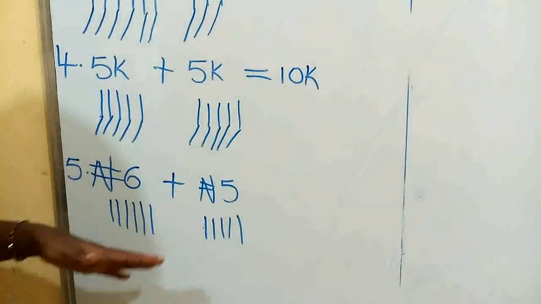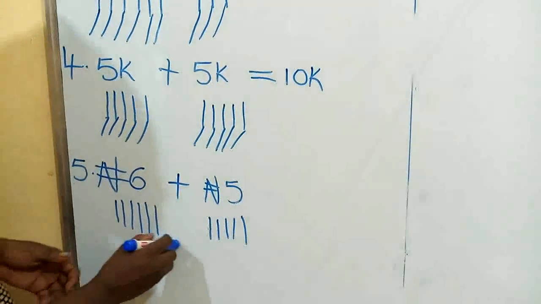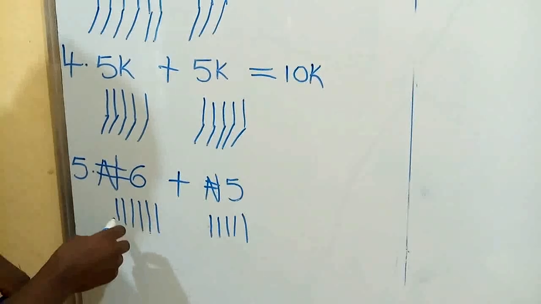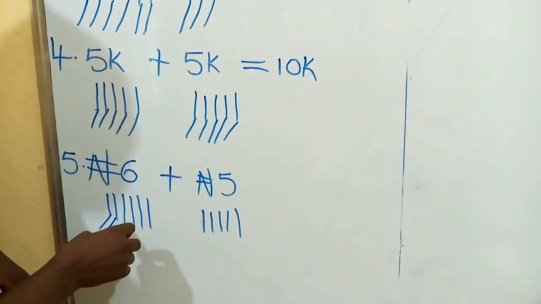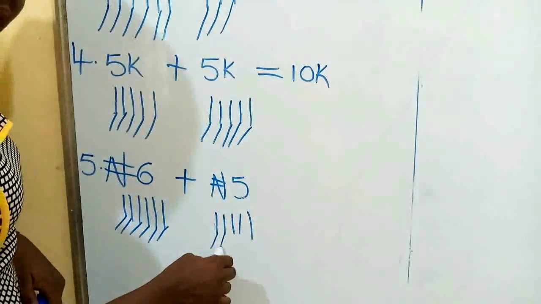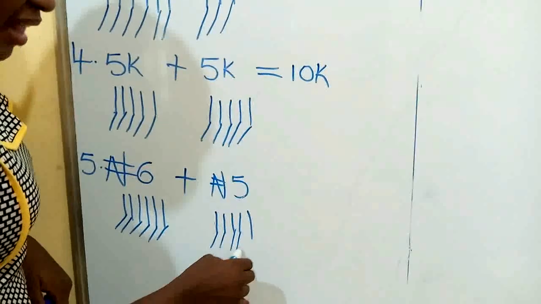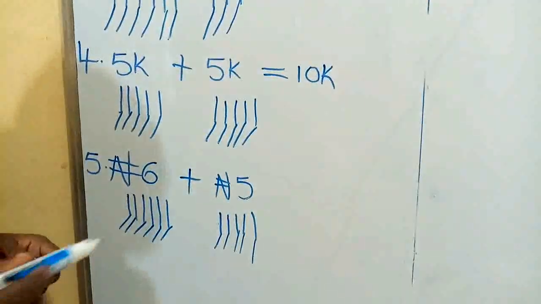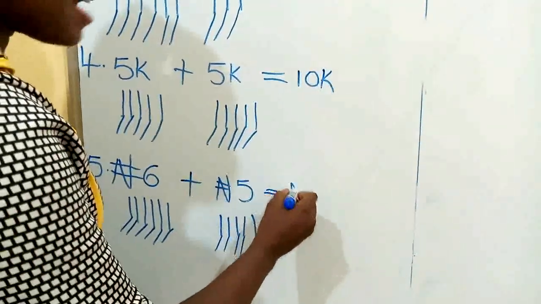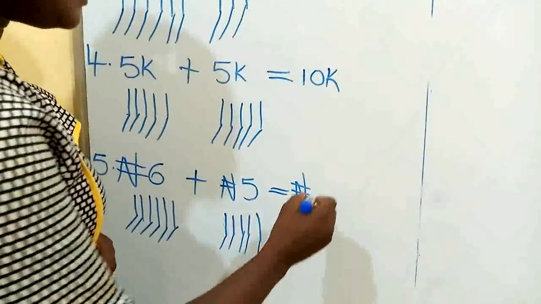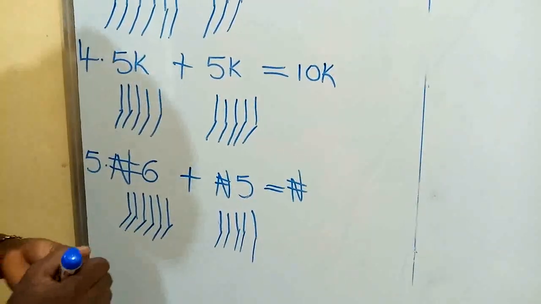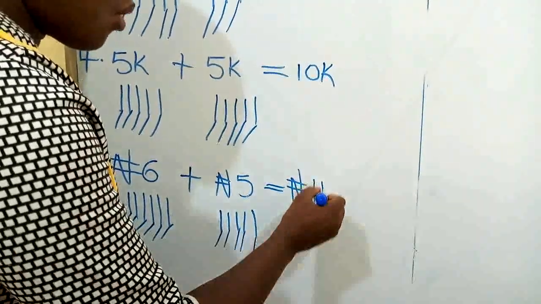So now after counting it, what will we do? We count the strokes together. Are we there? Okay, now count the strokes with me. Let's go. 1, 2, 3, 4, 5, 6, 7, 8, 9, 10, 11. So our answer is what? 11. So remember, we write the naira first before writing the amount. Our answer was what? 11. And how do we write 11? 1 and 1.